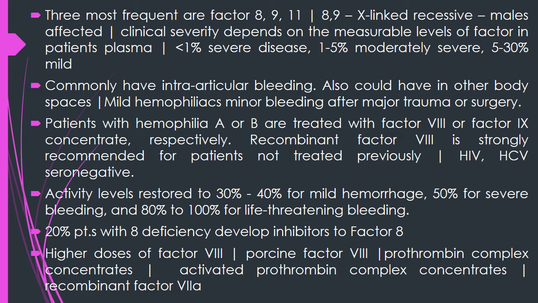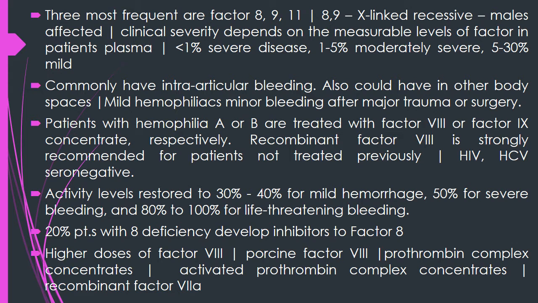Now, the severity of the disease depends upon the measurable levels of factor in the patient's plasma. If there is less than 1% of measurable factor, it's a severe disease. Up to 5%, it's a moderately severe disease. If there is 5 to 30% of measurable factor, it's a mild disease. These patients usually have intra-articular bleeding, retroperitoneal hemorrhage, rectus sheath hematomas, and they could have bleeding after major trauma or surgery.